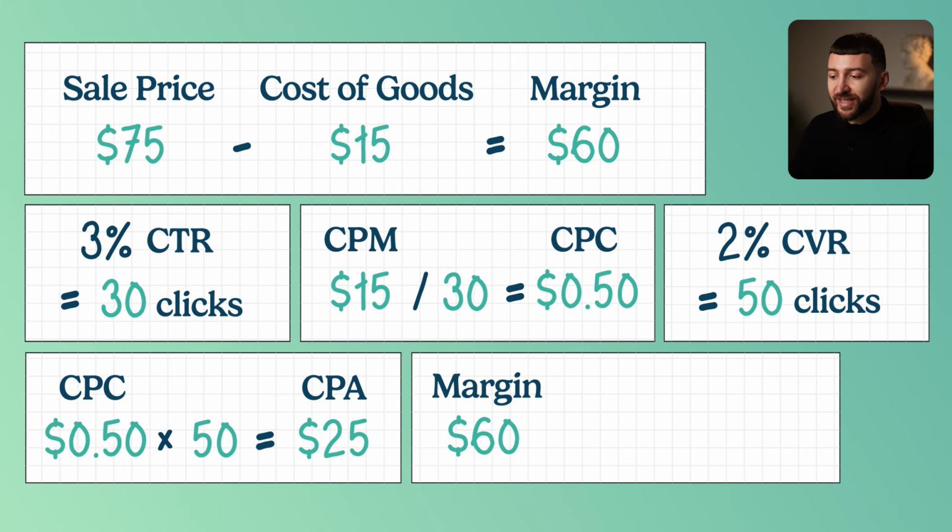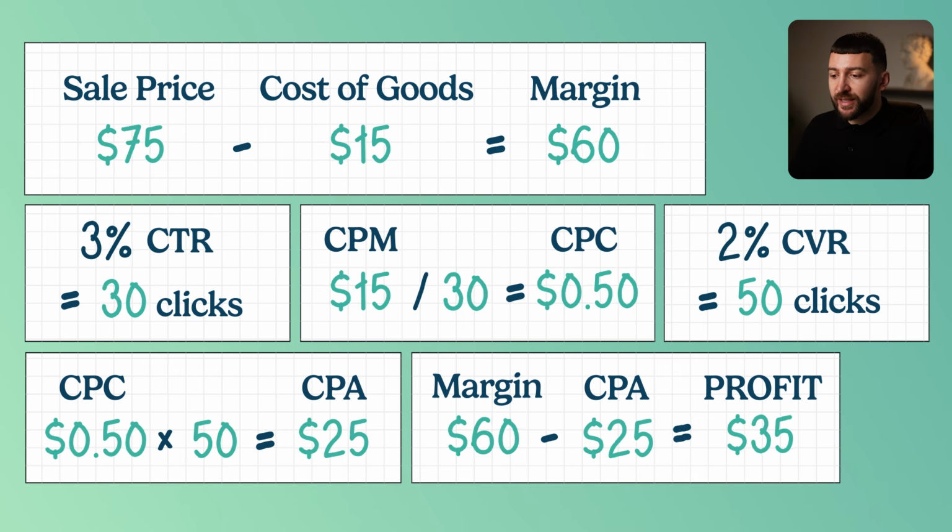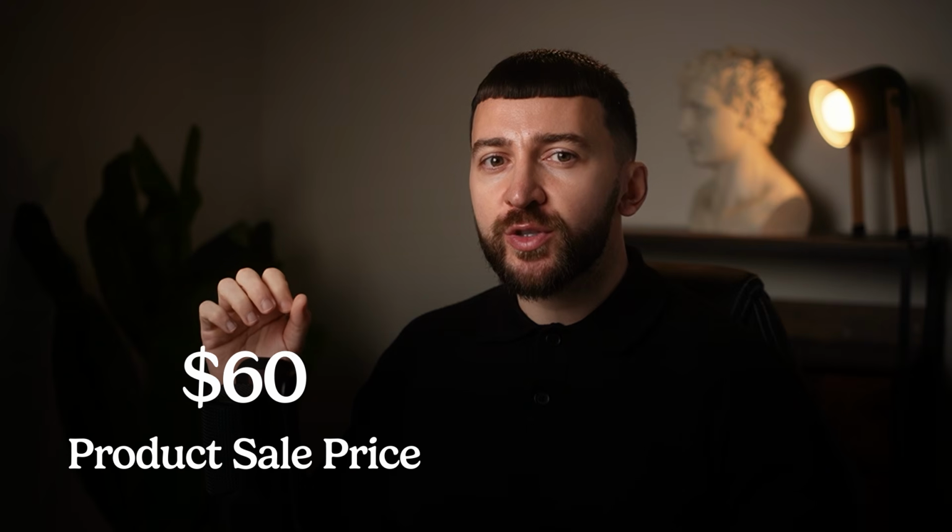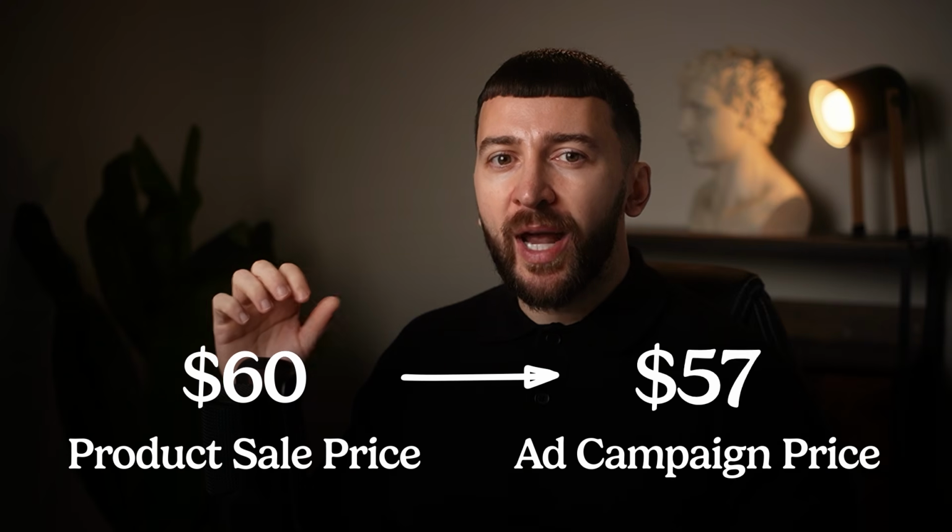If my margin is $60, it means I make $35 profit on every sale. So just based on looking at the CPMs, I can make a good guess as to whether the ads will be profitable or not. Now, don't write off your ads too early based on the CPM. I'd recommend spending at least the sell price of your product on an ad campaign before you get an accurate measure of your CPMs.